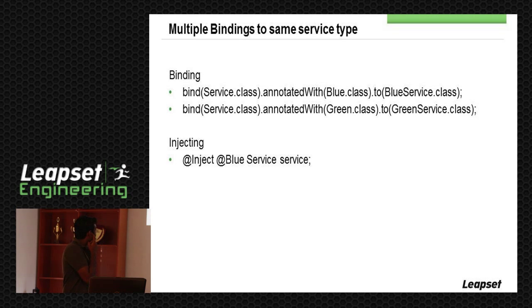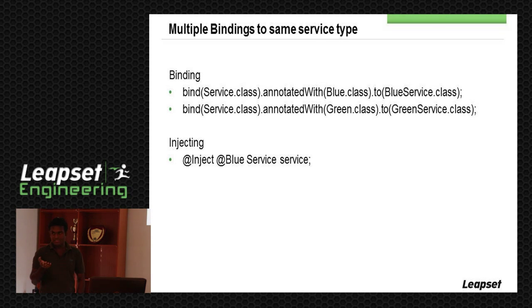First, we can bind multiple implementations to one interface. So let's say in the above example, we have two implementations of the same student store. In that case, we can create custom annotations. Like in this case, we are using annotated with Blue.class and annotated with Green.class. So whenever we are annotating, an example is given. The rest is the same.